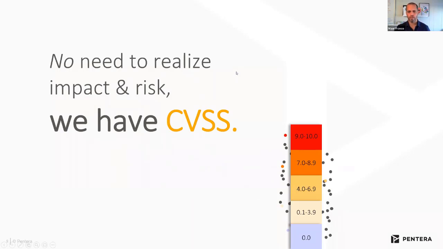Number four, the need to realize impact and risk. We have CVSS. This one I love the most. For the past years, we've been religiously focusing on the CVSS score and how that implied the prioritization of our patching. Let's speak about Log4j, which I'm going to talk about a little during this webinar. If Log4j now gave me a 10 score because of remote code execution, that means I need to stop everything and only focus on Log4j vulnerabilities from a patching perspective.